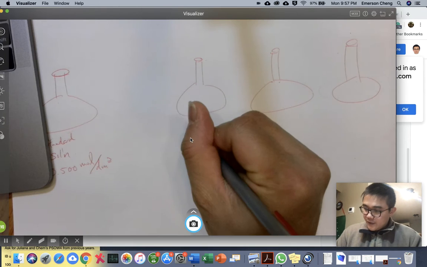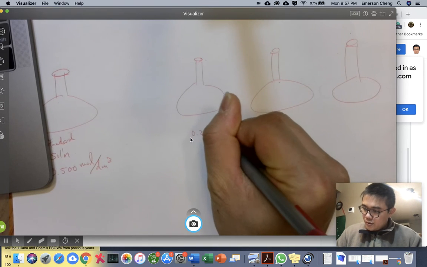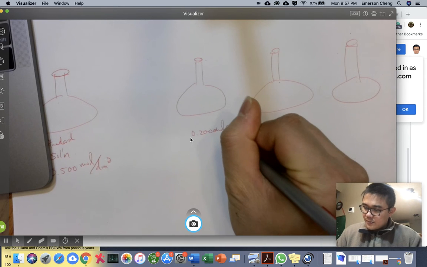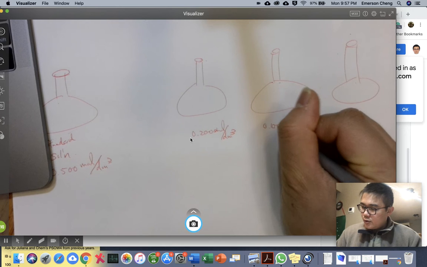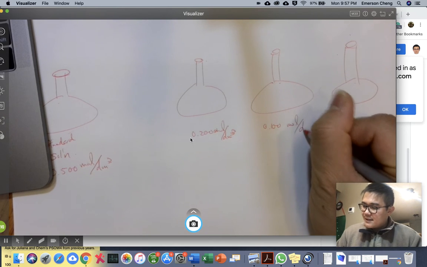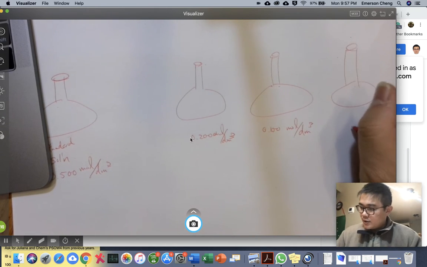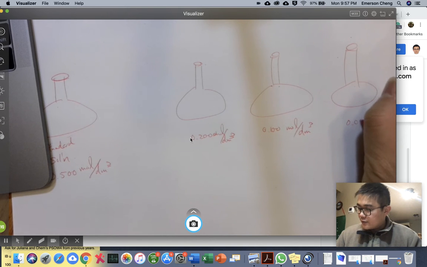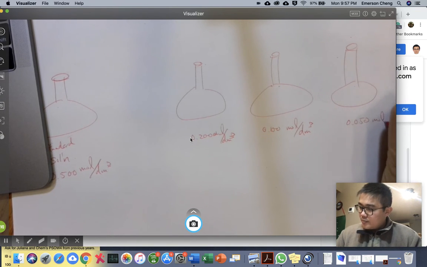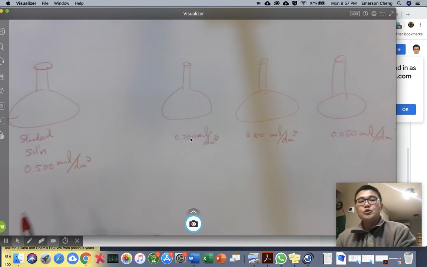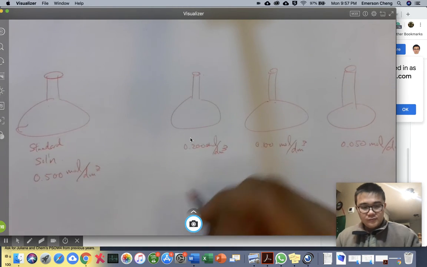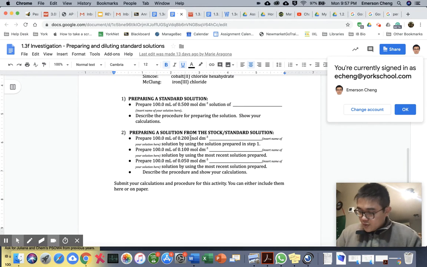So you have 0.200 mole per decimeter cube. This one is 0.100 mole per decimeter cube. And this one is half that, so 0.05 mole per decimeter cube. So in this case, what you do is this. You want to have 100 mils of that. Okay, fair enough.